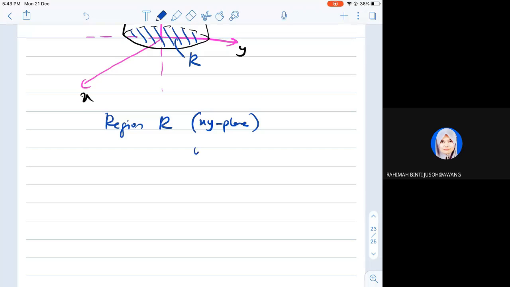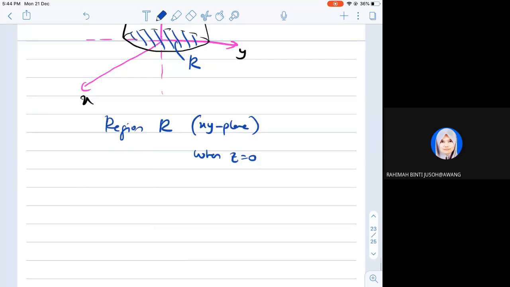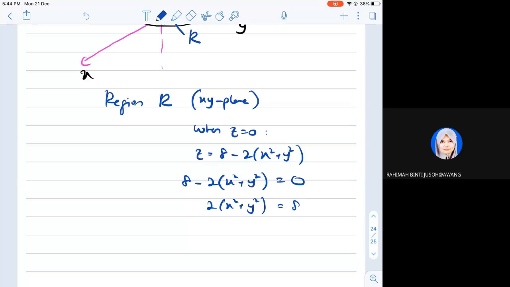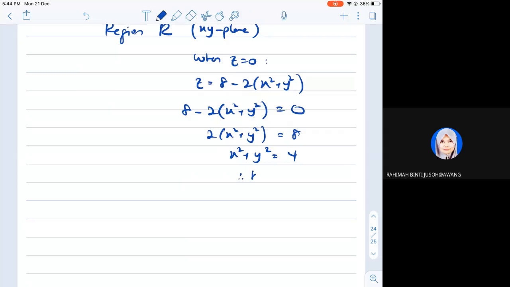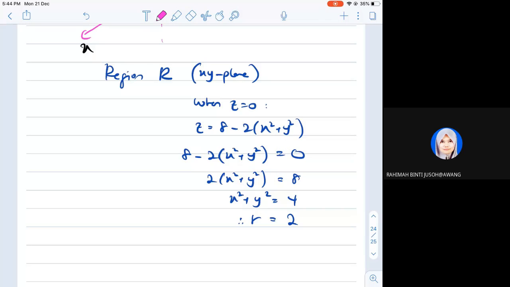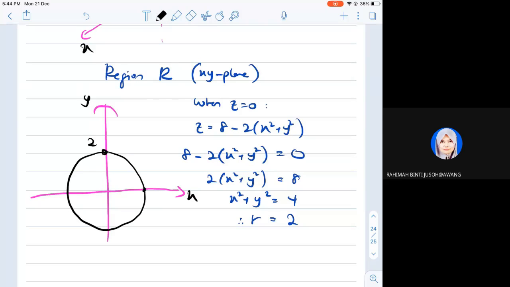Yes. So the XY plane is when Z equals to 0. So when Z equals to 0, we have Z equals to 8 minus 2 times x squared plus y squared. So 8 minus 2 times x squared plus y squared equals to 0. So we will have x squared plus y squared equals to 4. So in polar, this is actually r equals to 2. Okay, so your region R would be a circle with radius 2. In X and Y, it looks like this. 2, 2. So this is your region R.